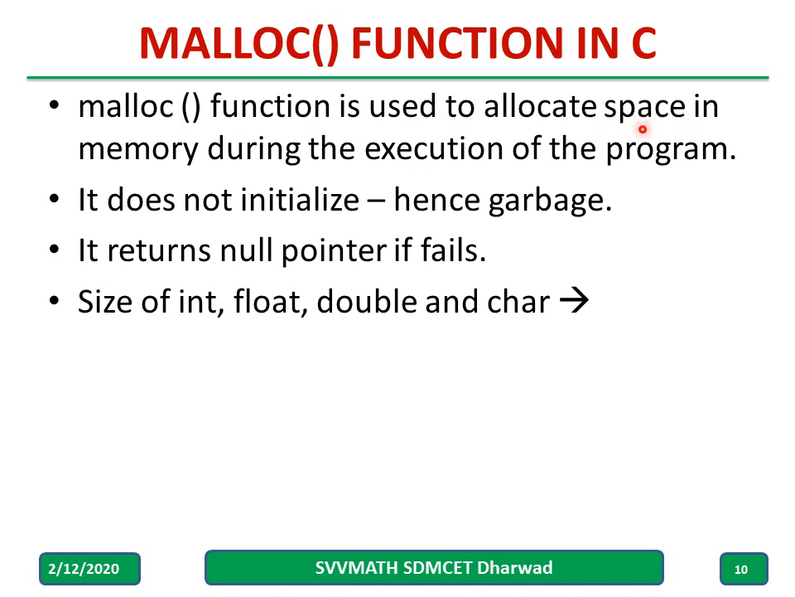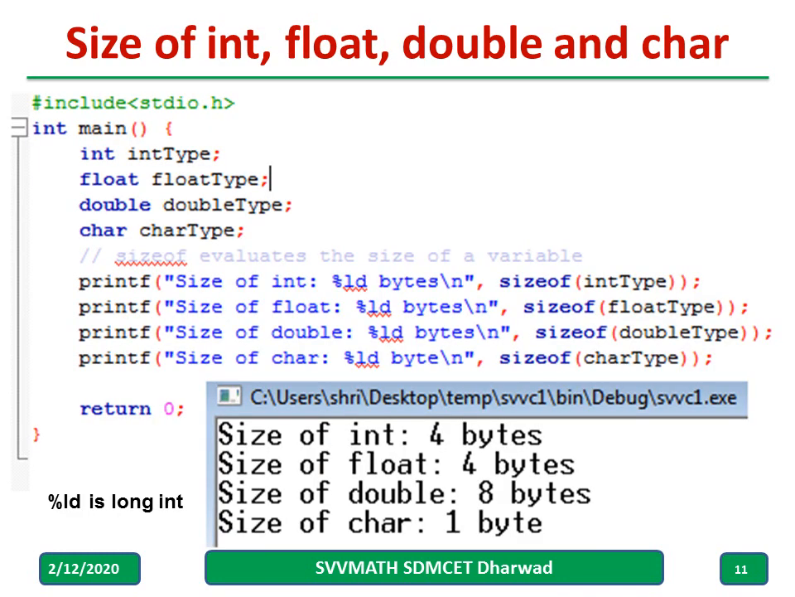The malloc function is used to allocate space in the memory during the execution of the program. It does not initialize after the allocation. Some garbage will be stored in those locations. It returns a null pointer if it fails. If it does not allocate any memory, then it will return the null pointer. Let us see the size of int, float, double and character. One small program executed, and the answer: size of an int is 4 bytes, size of a float is 4 bytes, size of a double type is 8 bytes, and character is 1 byte. And usually percentage ld we use for a long int.